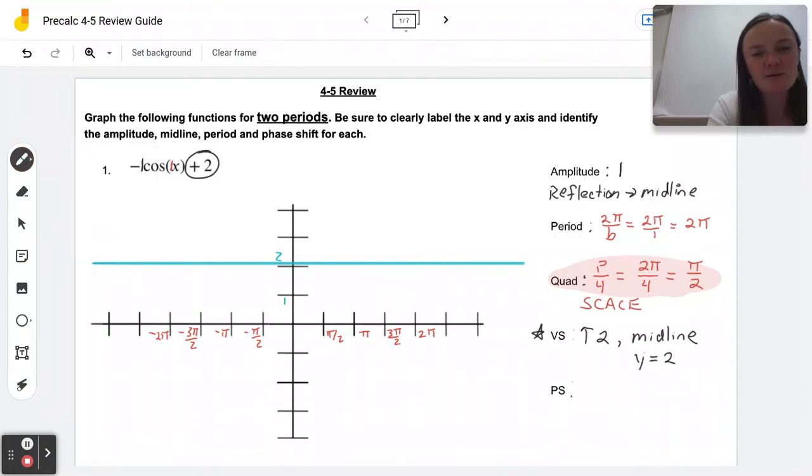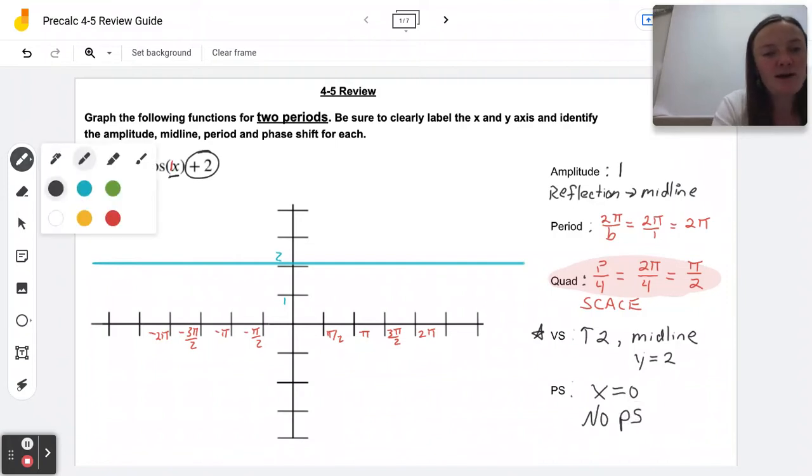Let's just go and establish the phase shift last. Phase shift is always when I set the inside equal to 0. So if I set x equal to 0, I get 0. And so we can basically say there is no phase shift. So let's go ahead and graph this.